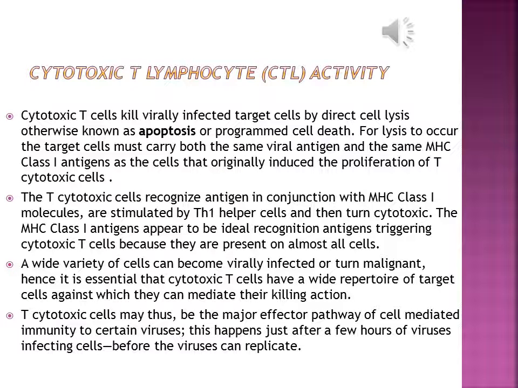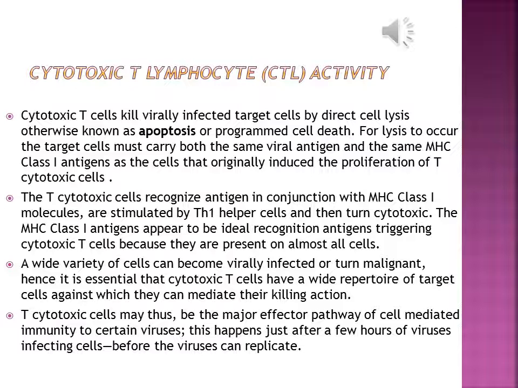Cytotoxic T cells kill virally infected target cells by direct cell lysis, otherwise known as apoptosis or programmed cell death. For lysis to occur, the target cells must carry both the same viral antigen and the same MHC class I antigen as the cells that originally induced the proliferation of T cytotoxic cells. The T cytotoxic cells recognize antigen in conjunction with MHC class I molecules, are stimulated by T helper 1 cells, and then turn cytotoxic.